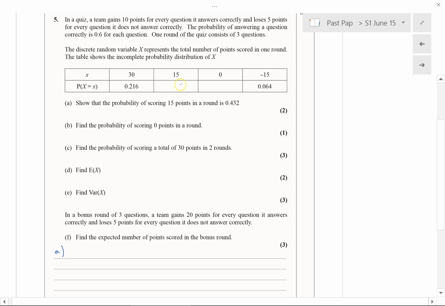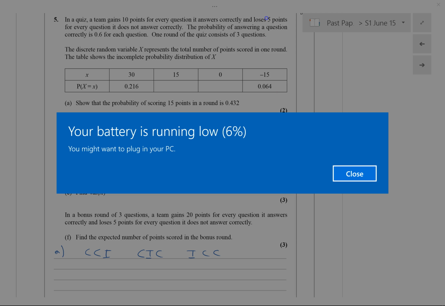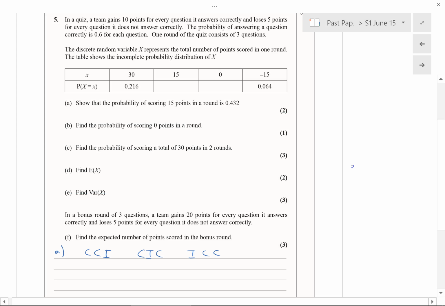So it says find the probability of 15. Well, to do that, what we need to understand is it was going to be correct, correct, incorrect. But there are actually 3 ways of getting that. That could be correct, incorrect, correct, or incorrect, correct, correct. So we've got 3 different possibilities of getting it, and they're all going to have the same probability because they're all independent of each other.